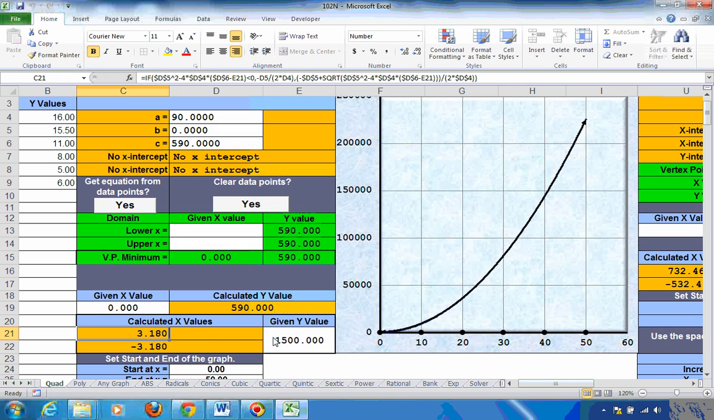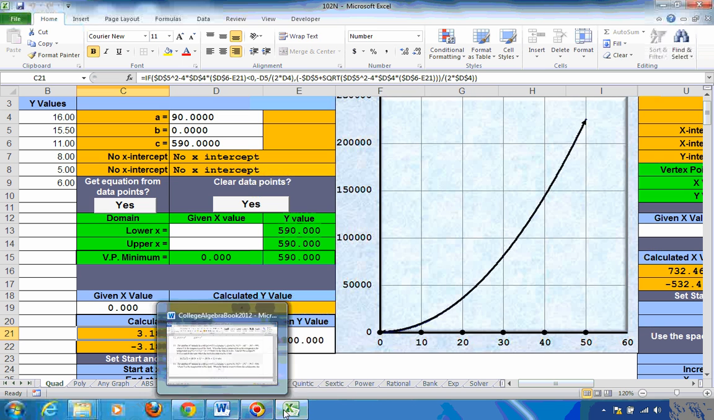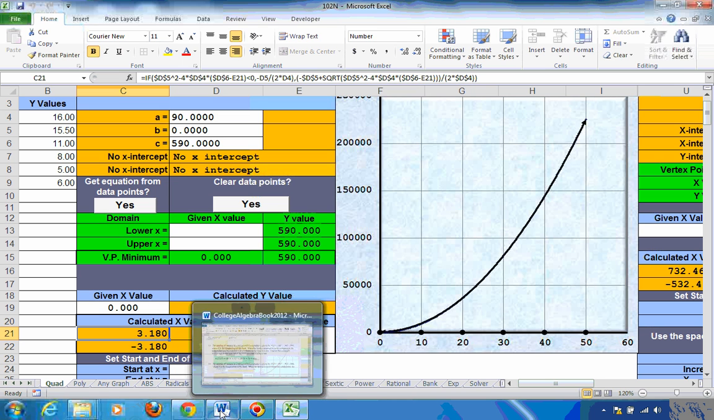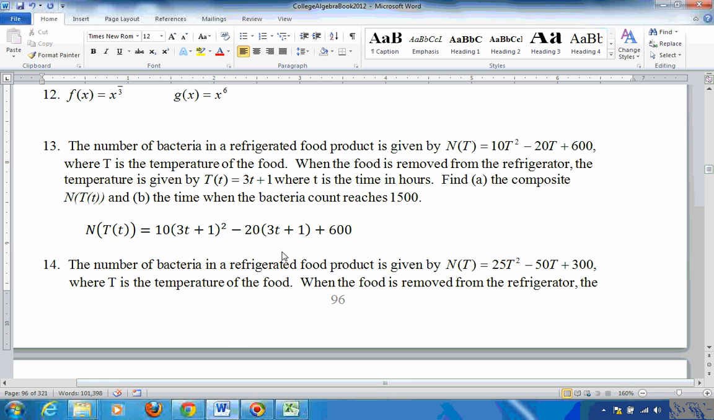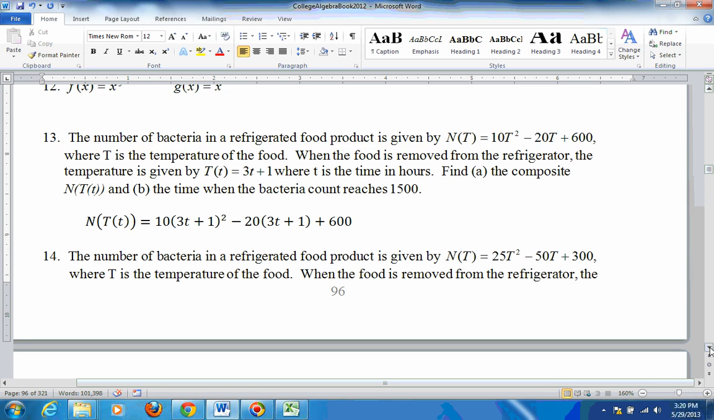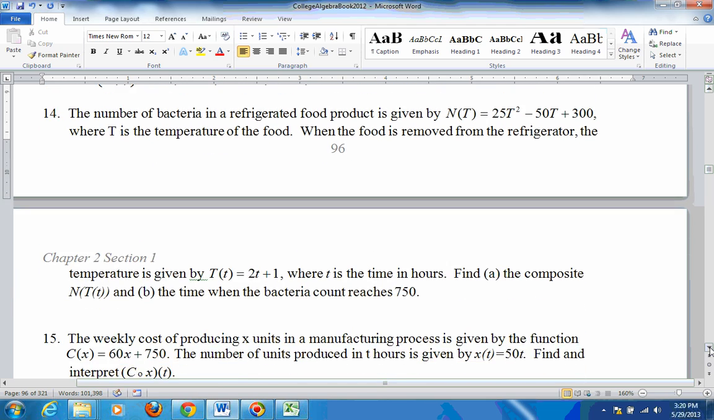So the bacteria count will be 1500 in 3.18 hours, and it's hours, not a temperature thing, because the equation is in terms of little t for time. So it'll be about 3.18, I think it was, hours. And 14 is really about the same thing as the last one.